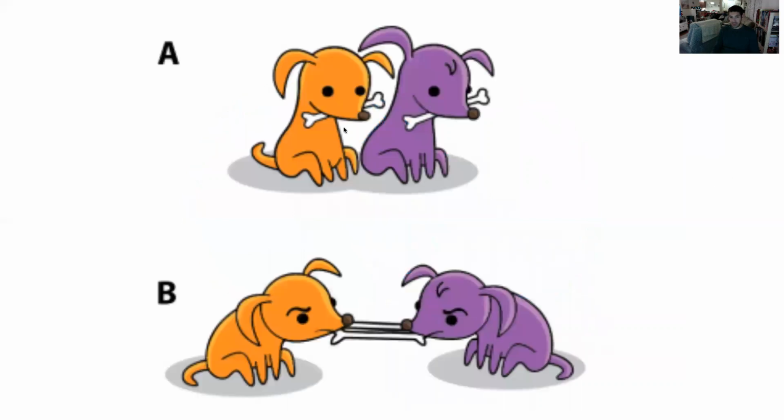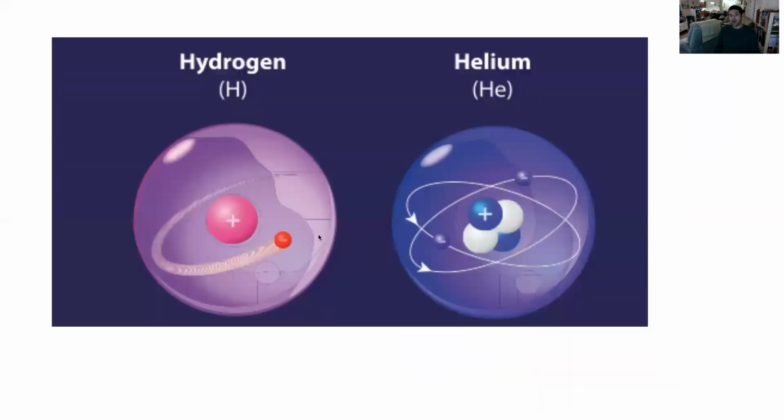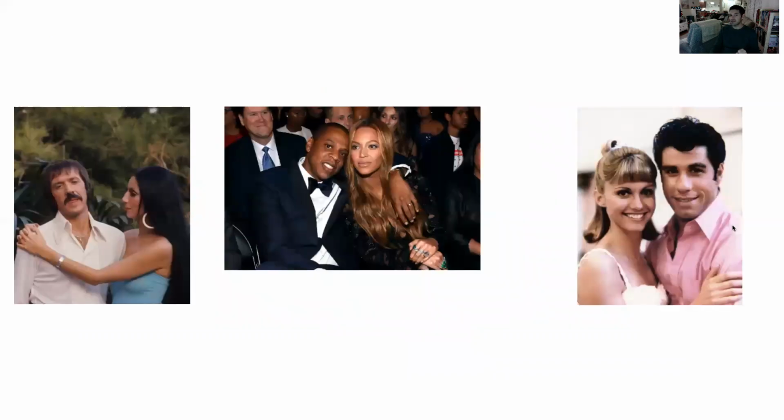So we could think of it as these two dogs, and they are now sharing the two bones together. So we have hydrogen, we have helium. There are a couple of rules that govern these covalent bonds. Hydrogen and helium are kind of the exceptions. These are two small elements, and they will follow the duet rule.